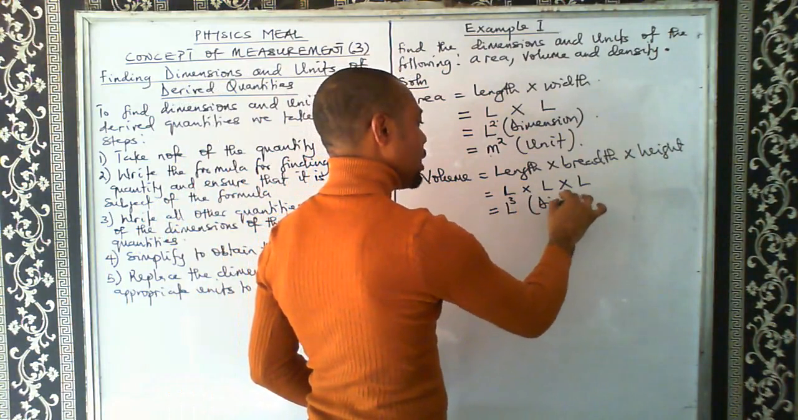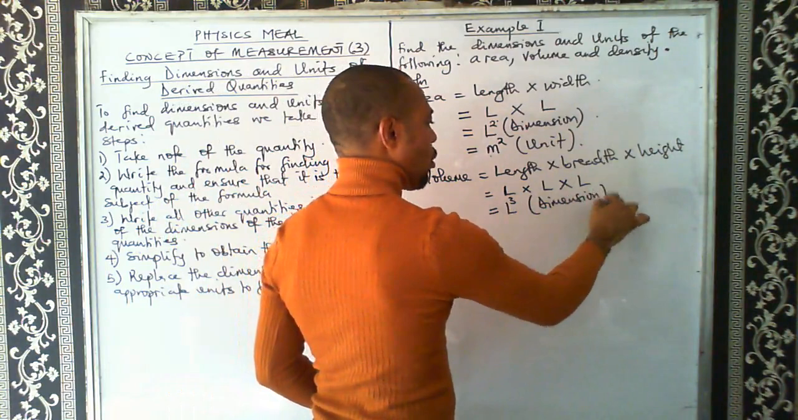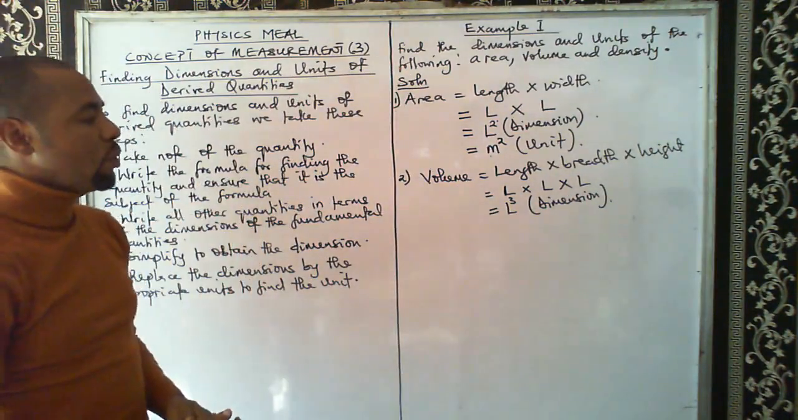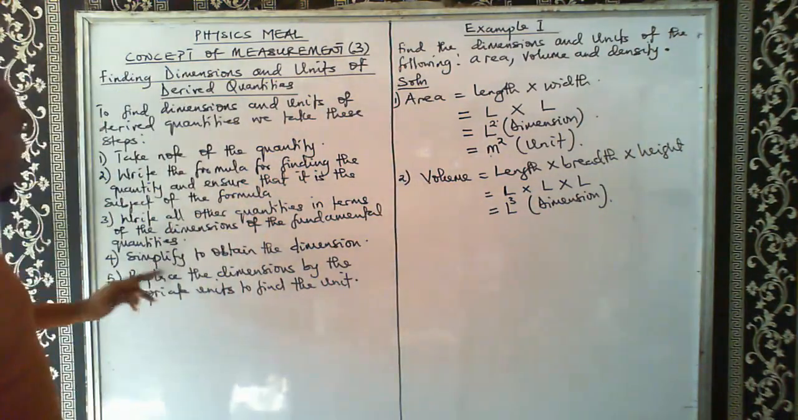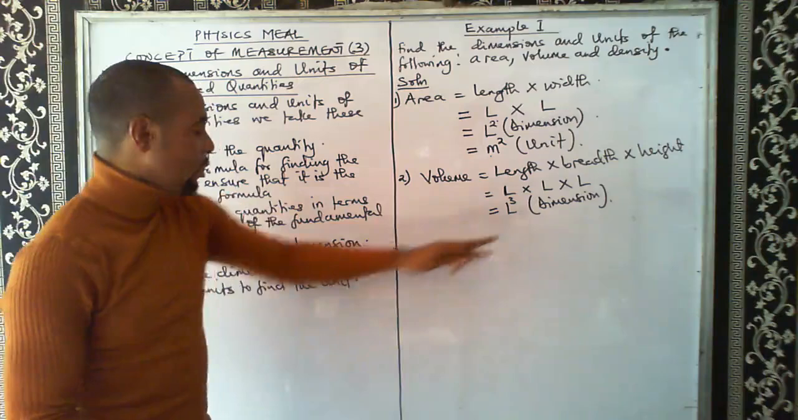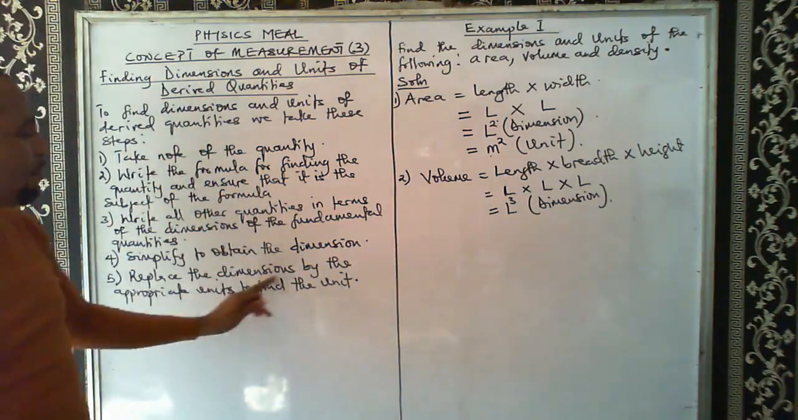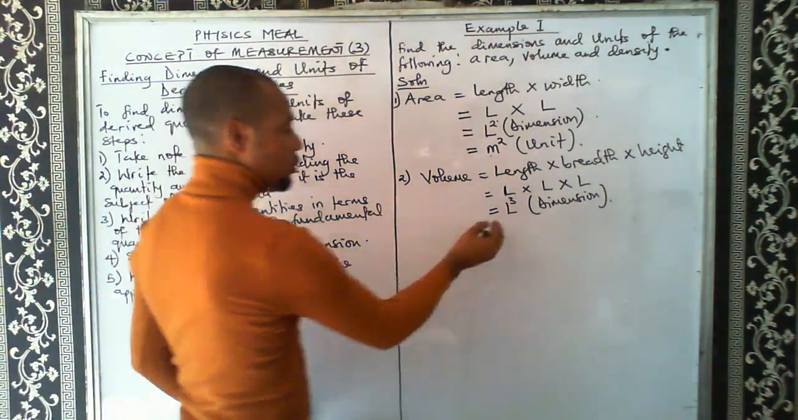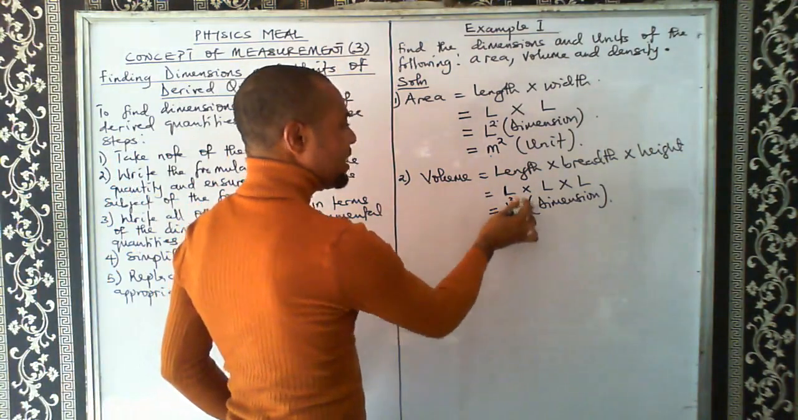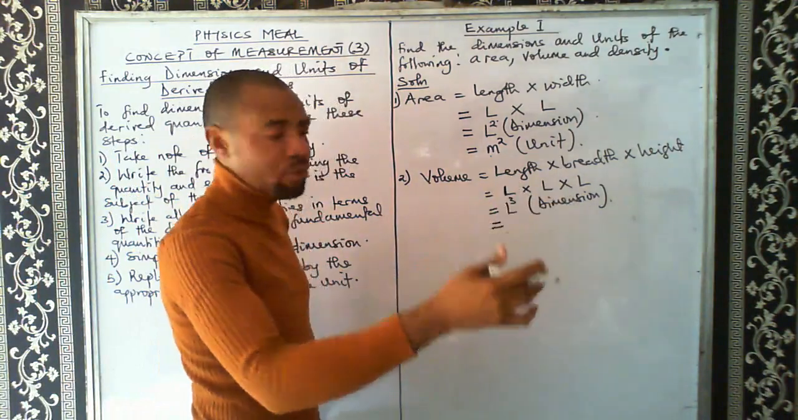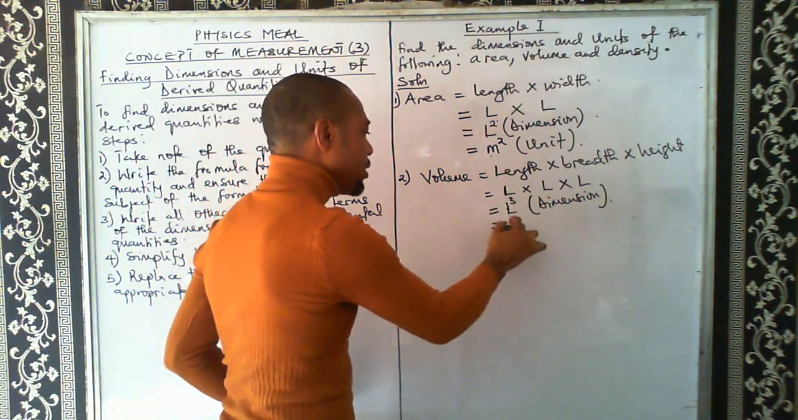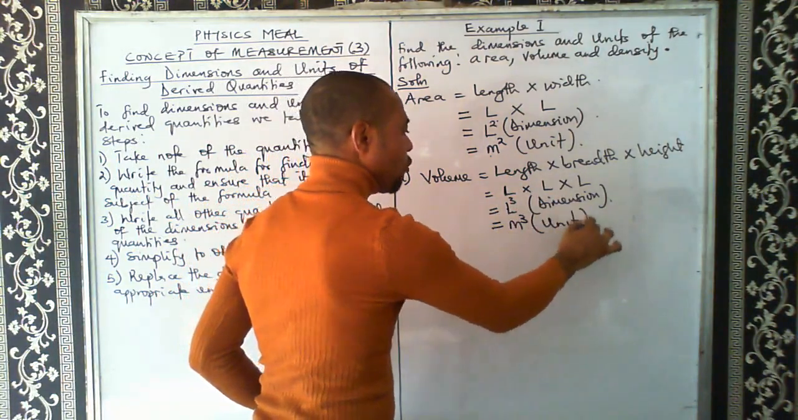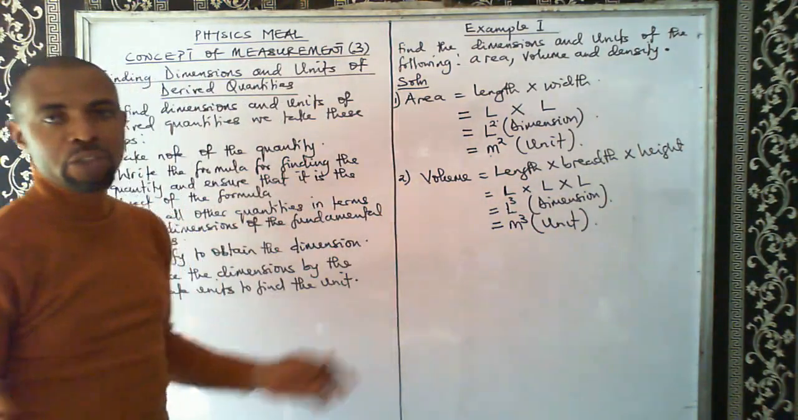This is the dimension of what? Volume. So if I want to get the unit, according to our step, simplify to obtain the dimension, we have done that. To get the unit, replace the dimensions by the appropriate unit. Length is measured in meters, so we use the meter to replace the dimension L, and that's meter cubed. So this is the unit of what? Of volume. So you see, it's just very simple.